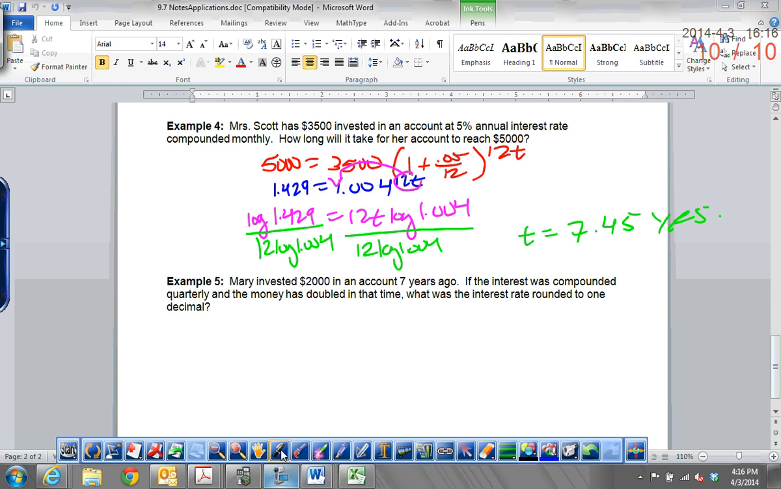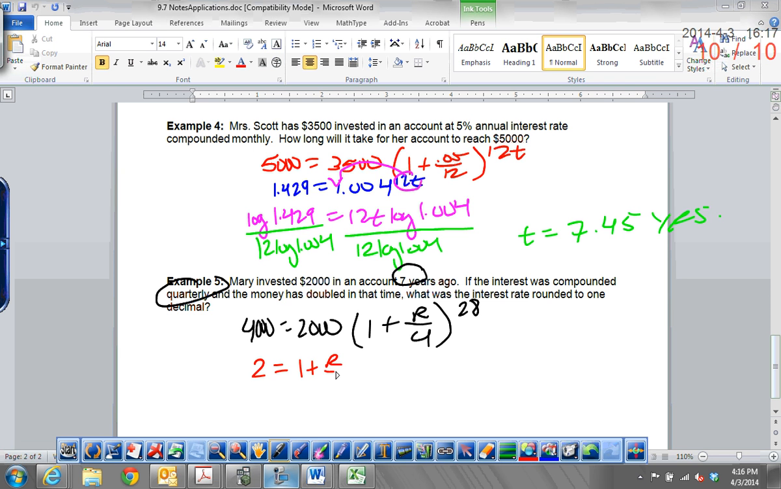Last one. Mary invested $2,000, and we'll see how long it's going to take to double. So that's 4,000 equals 2,000. It doesn't say continuously, so we're not doing that. We don't know the rate, but we know it's compounded quarterly, so that's 4. And then 4 times 7 will give me 28. All right. Then we're just solving this like normal. First thing, divide both sides by 2,000, and get 2 equals 1 plus r over 4 to the 28th power.